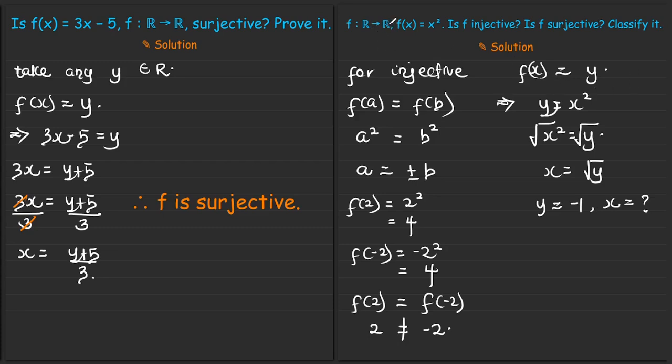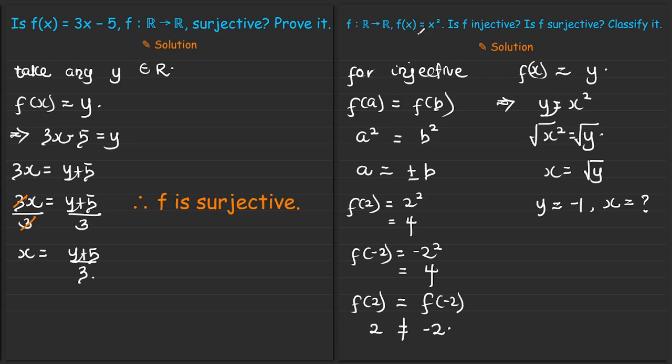So if the real numbers are our codomain, not all the elements in the set of real numbers are actually in the range. That alone should put you off, and that alone should tell you that your function here is not surjective.